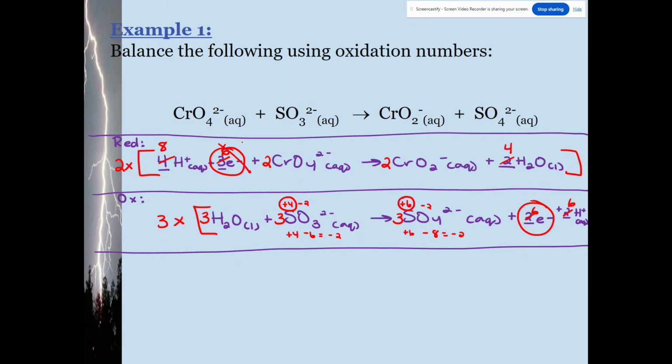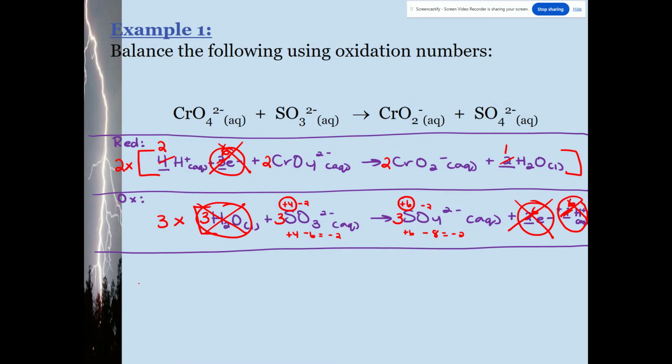Okay? Our electrons now cancel. But what else can cancel? Our hydrogens. I have 6 hydrogens on the product side and 8 hydrogens on the reactant side. So 6 can cancel with 6 of those 8, leaving us with 2 hydrogen ions. Our waters can do the same thing. I have 3 waters here. They can all cancel with 3 of the water products. They have to be on opposite sides to cancel, and that leaves us with 1 water molecule on the product side.